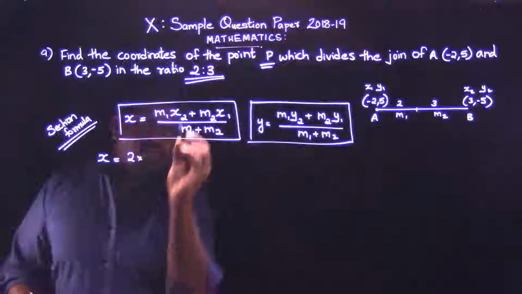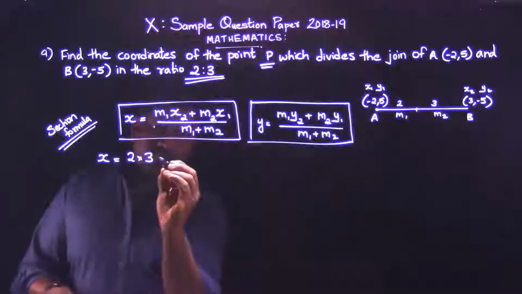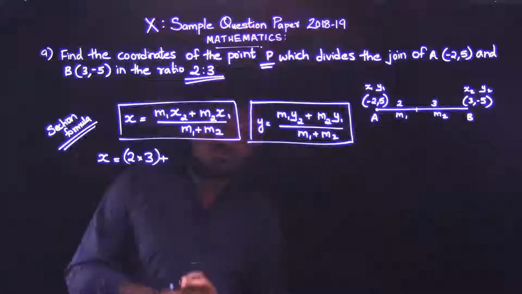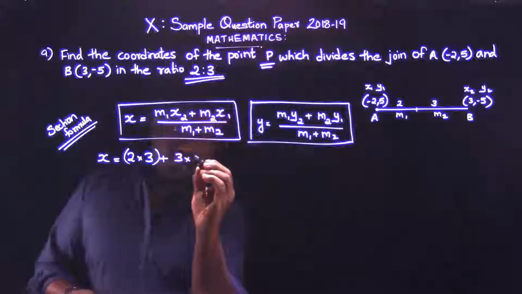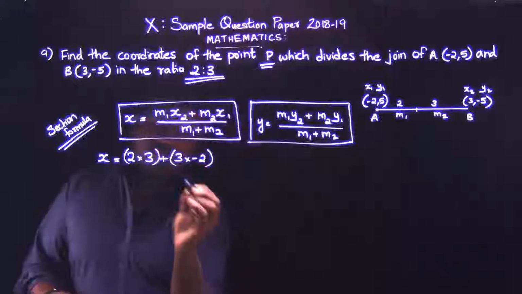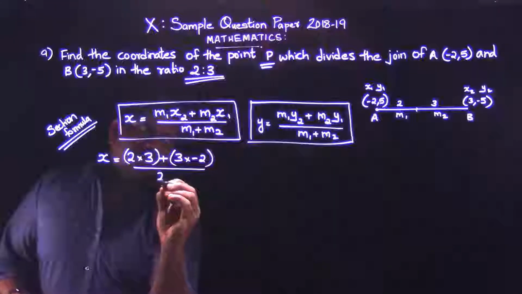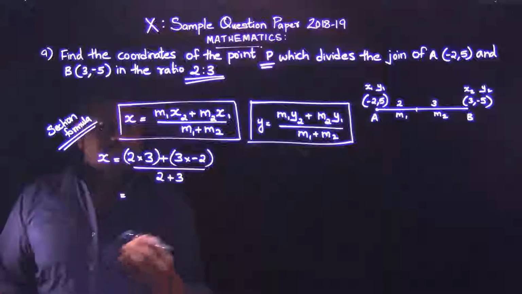2 into x2 is 3. Then plus these two things together, plus m2 is 3 into x1 is minus 2, these two things together, divided by m1 plus m2, which is nothing but 2 plus 3. I wrote the whole thing there. If you want to skip, you can skip a bit.